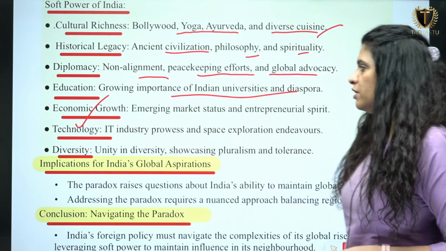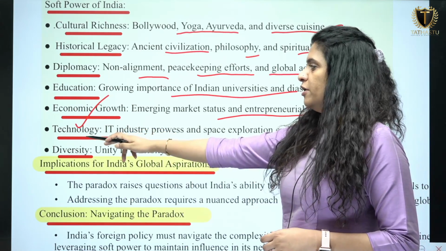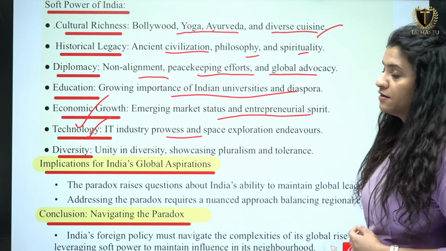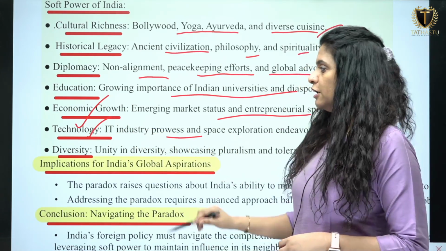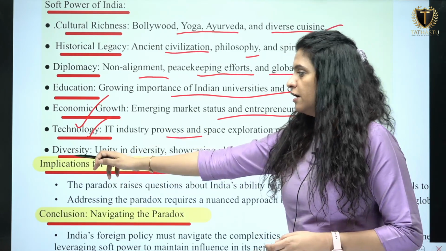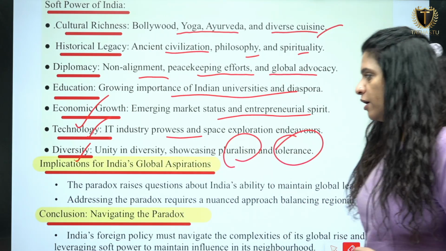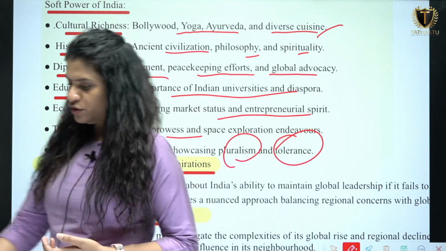Next is economic growth, emerging market status and entrepreneurial spirit. Fifth point is technology, IT industry prowess. For example, Bangalore is called India's Silicon Valley, so this is in terms of technology. Then diversity: unity in diversity, showcasing pluralism and tolerance. So what are the implications of India's global aspirations?